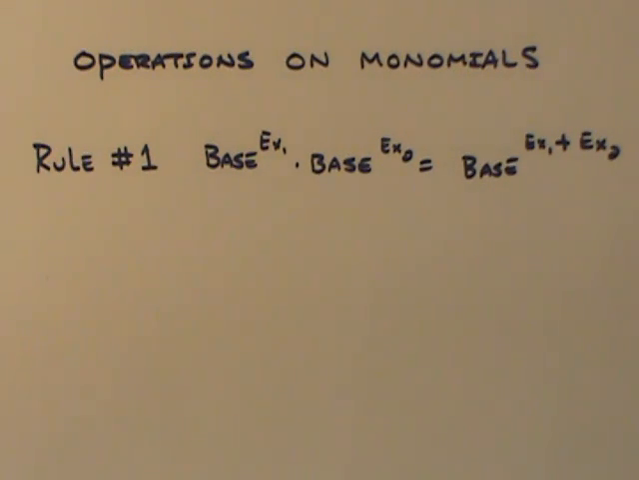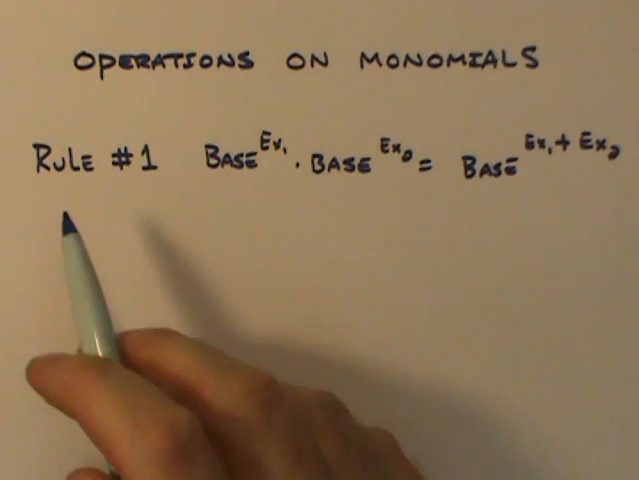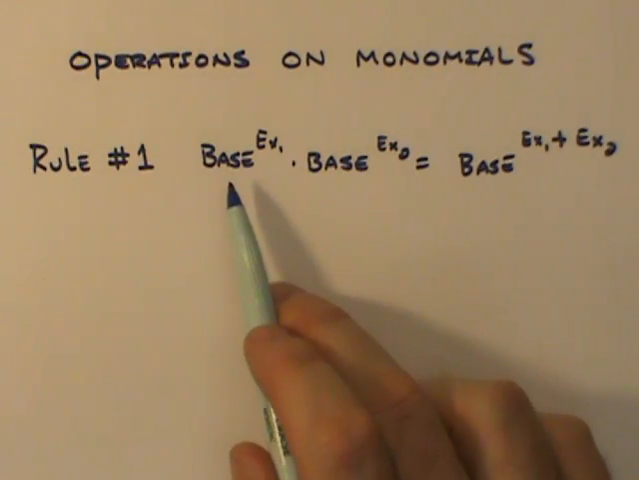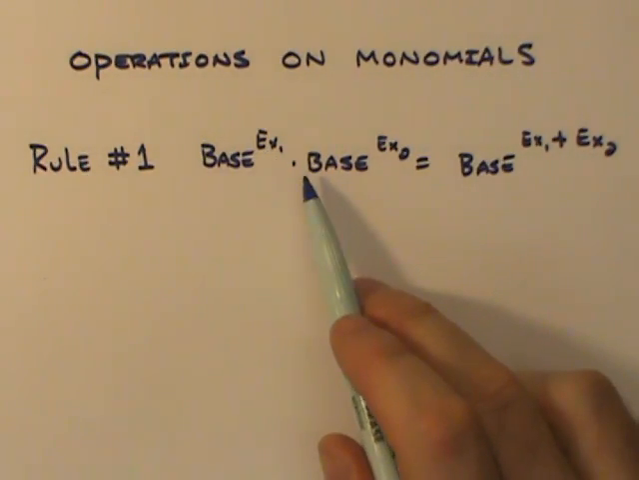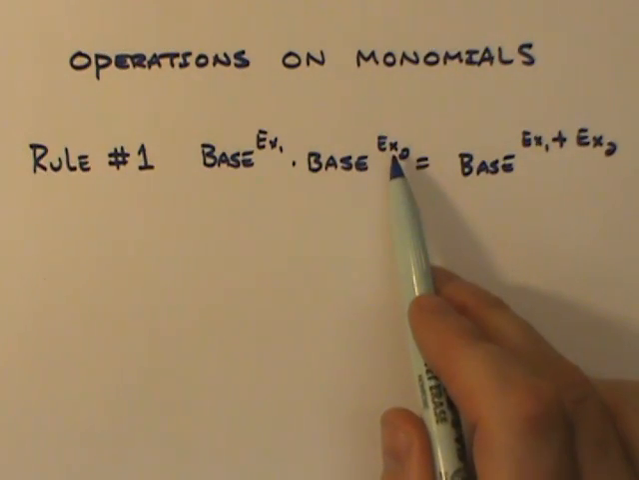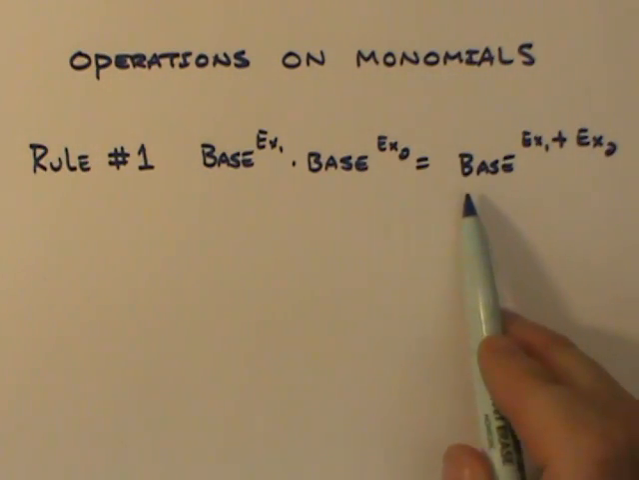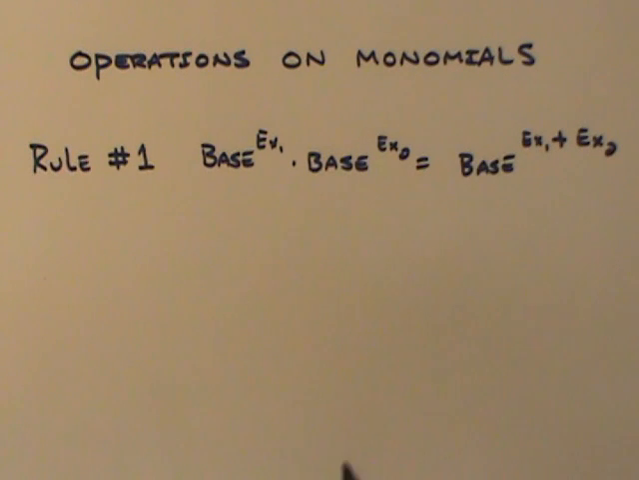Operations on monomials. There are several rules that we have to introduce here. Now our first rule says that if you have a base raised to a power times the same base raised to another power, you can keep a common base and add the exponents.